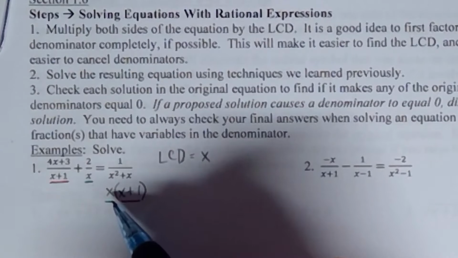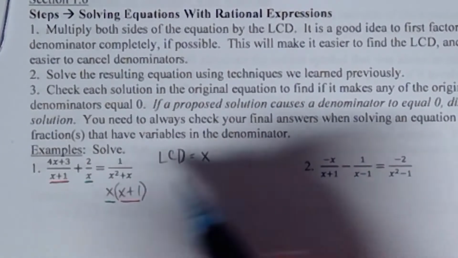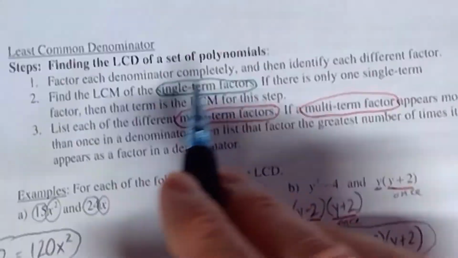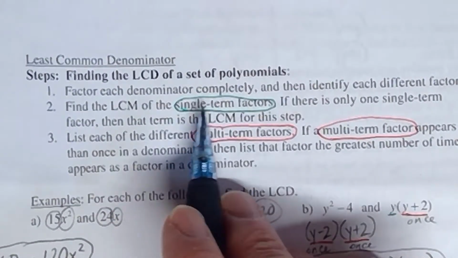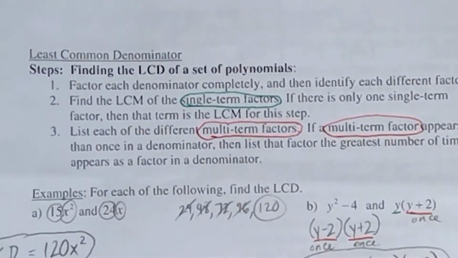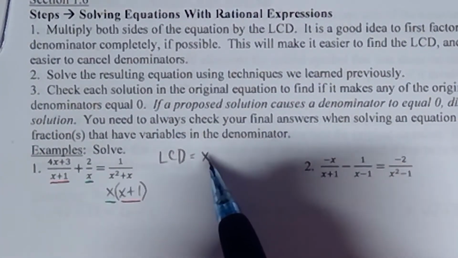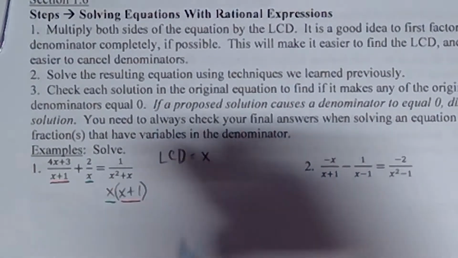If they're both the same, then the answer for the second step of the LCD steps would be just to make it the same thing. So if this had been 3 and 3, then you would say 3 is the answer for that step. But since it's x and x, we say x.